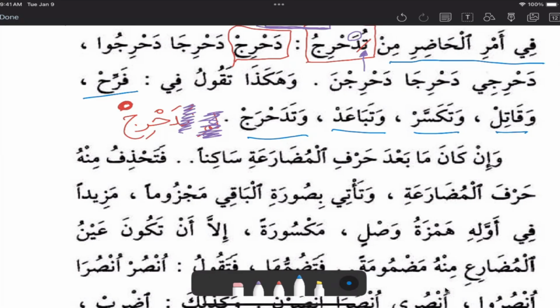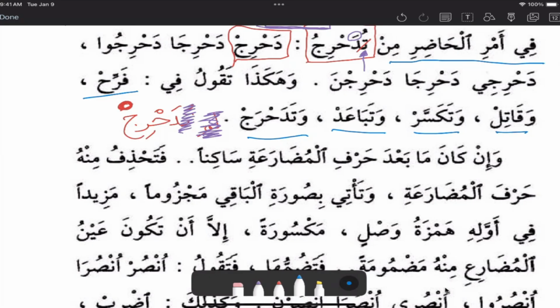إلا أن تكون عين المضارع منه مضمومة, unless the middle letter of the mudari verb has a dhamma. فتضمها. Then if that's the case, you're going to summon a dhamma. You're going to summon a hamza with a dhamma, or conjure a hamza with a dhamma. فتقول انصر. انصر here. انصر. انصرا. انصروا. انصري. انصرا. انصرنا. وكذلك, and you say اضرب.